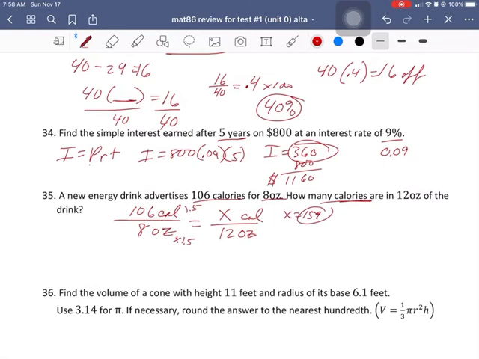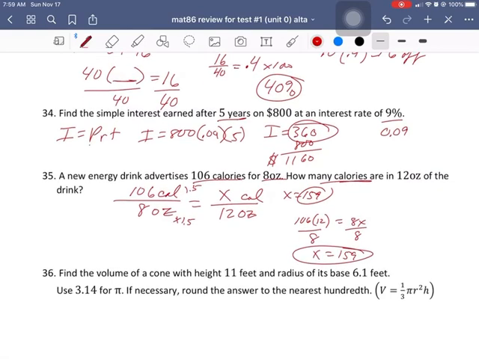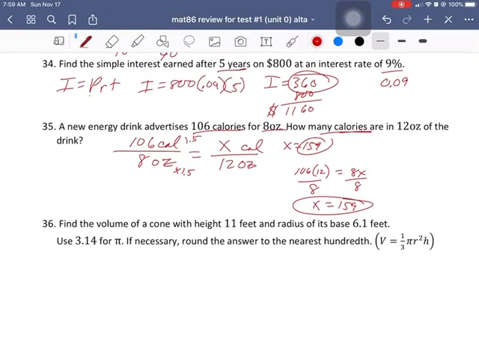The other way would be cross multiply. The 106 times 12 equals 8x, divided by 8, divided by 8. This is going to be x equals 159. Okay? That makes sense. Look at it. You have 8 ounces is 106. 12 ounces should be a bigger number, so that seems like it's right.